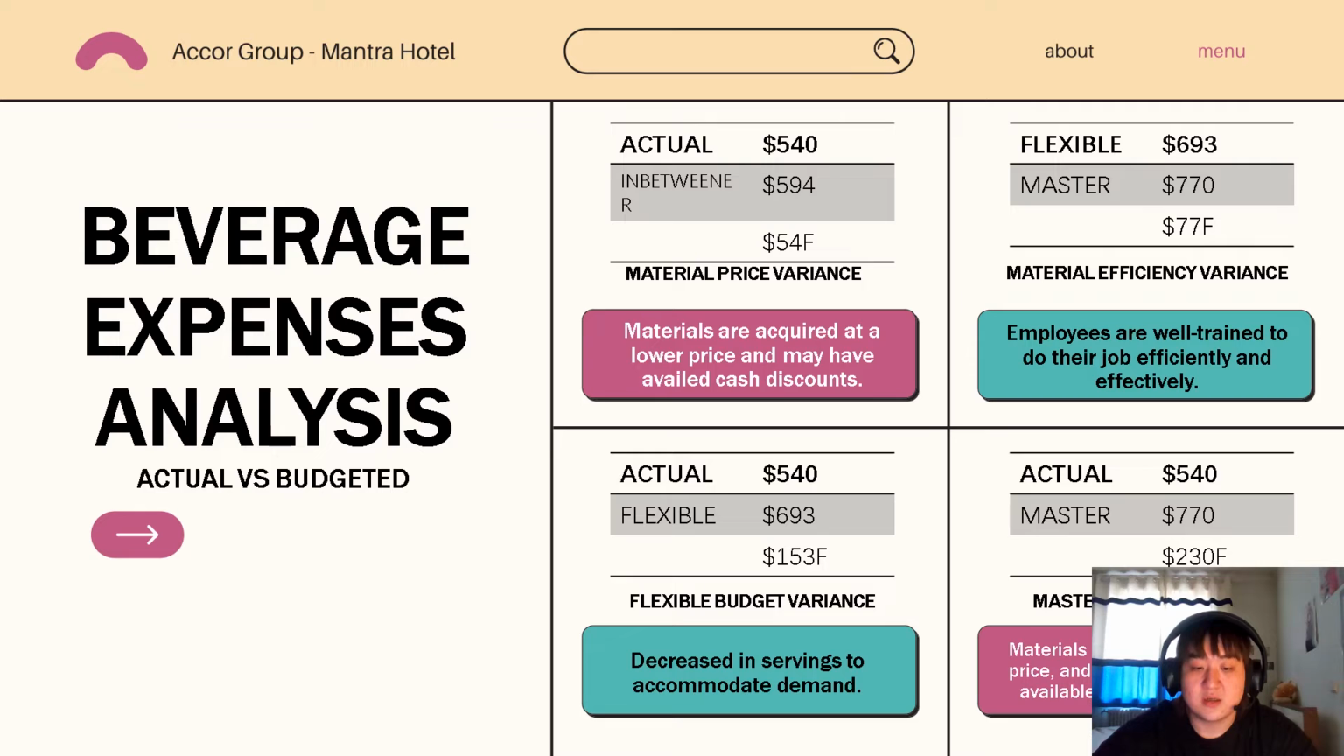Lastly, its master budget variance is $230 favorable, instigating an increase in the company's income from the event. A possible reason for a favorable variance is the combination of the ability of the company to buy a large number of supplies at a lower price, and employees being trained well to use the resources provided for them efficiently.